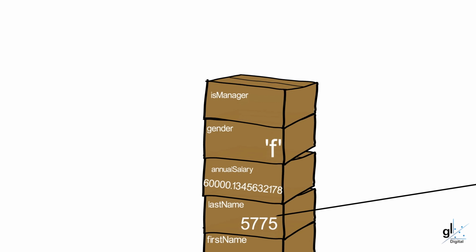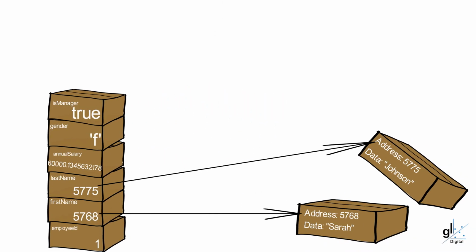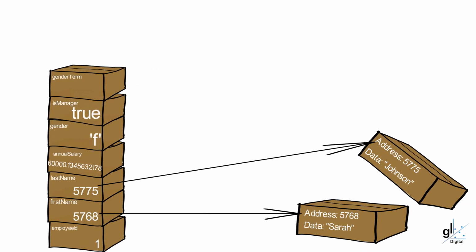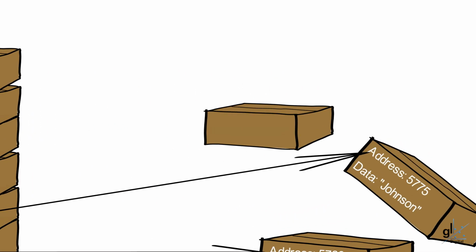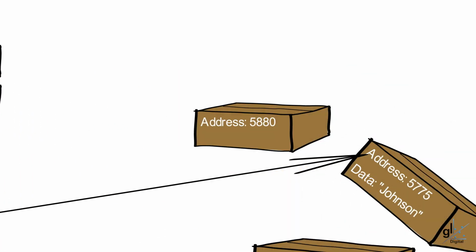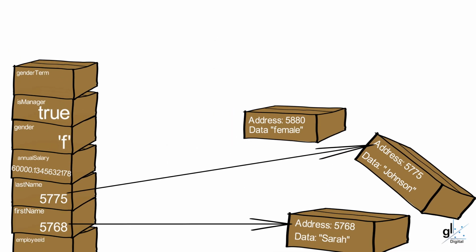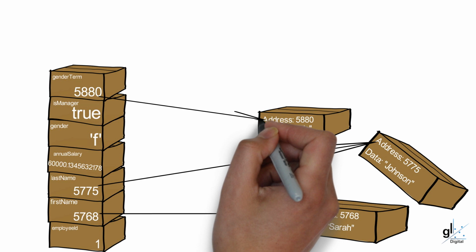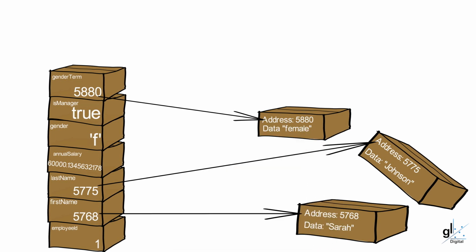Associated with the gender variable is the genderTerm string variable. This variable is used to store a more human-readable term to represent the employee's gender in the output narrative. The variable used to store the genderTerm value is defined as a string. This means a numeric value is pushed onto the stack. This numeric value represents a memory location of where the data for the variable is actually stored on the heap.